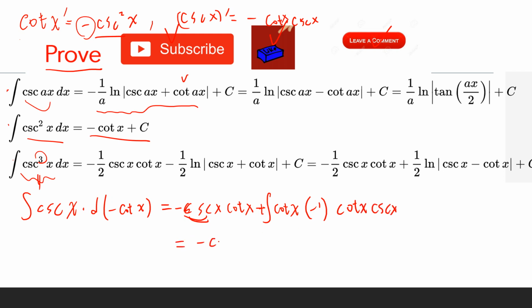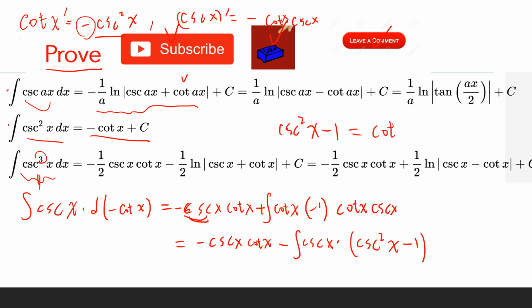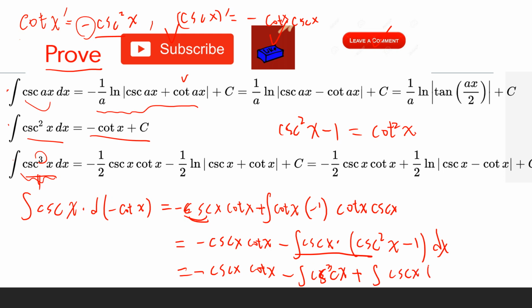Okay, so this one is minus cosecant x cotangent x, minus cosecant x times cotangent square. So cotangent square can be written as cosecant square minus 1. So let me just remind you guys of this one. Okay, so you see this term is the same as this term. So this is minus cosecant x cotangent x, minus cosecant square plus cosecant x. Okay, and this is equal to the integral of cosecant cube x dx.